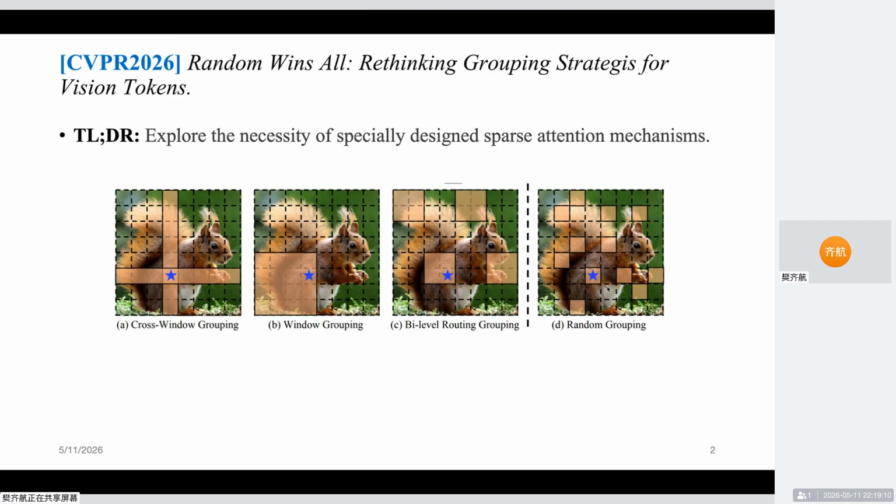Here is the main takeaway of this paper. We revisit the necessity of specially designed sparse attention mechanisms for vision tokens. Our central message is that a very simple random grouping strategy can already work surprisingly well, which challenges a common assumption in this area.